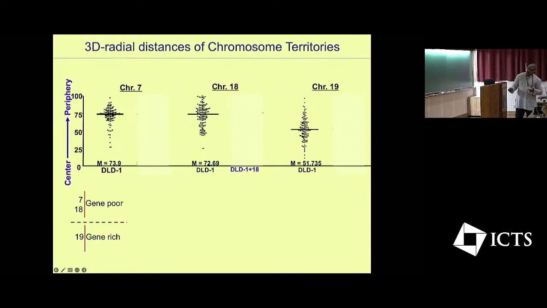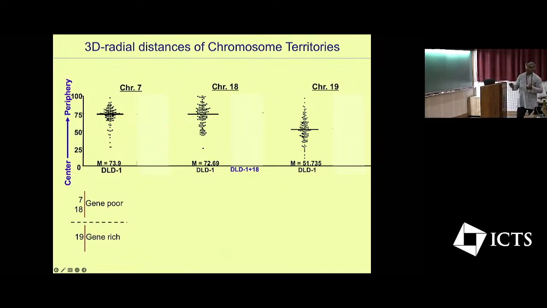We are assuming a radial organization of the nucleus, assuming it to be more spherical in nature. If you plot the chromosome positions from the center of the nucleus all the way up to the border, which we have made a percentile, you can see that the gene-poor chromosome 7 or gene-poor chromosome 18 territories are closer towards the border of the nucleus, which is consistent across many organisms, many species, and many different cell types.